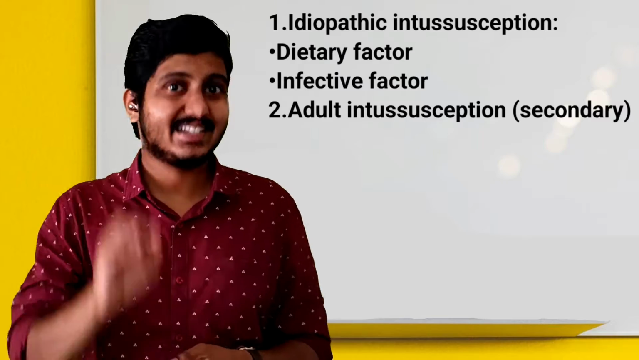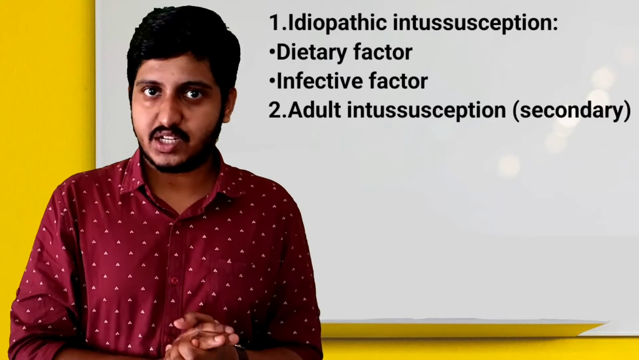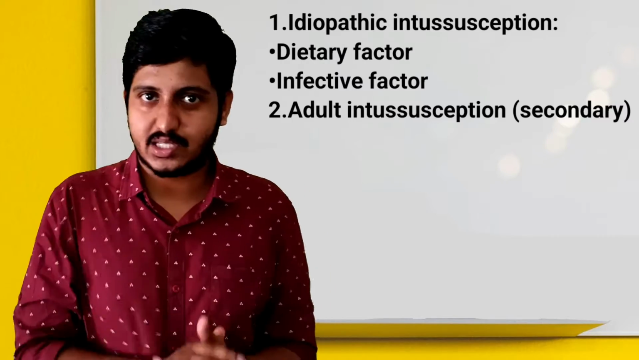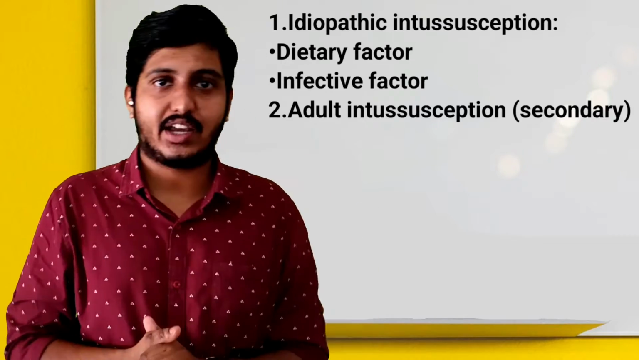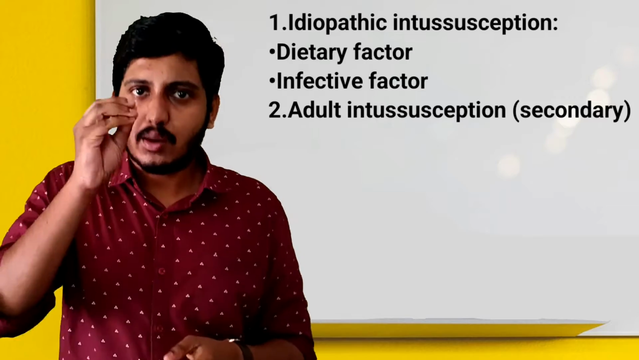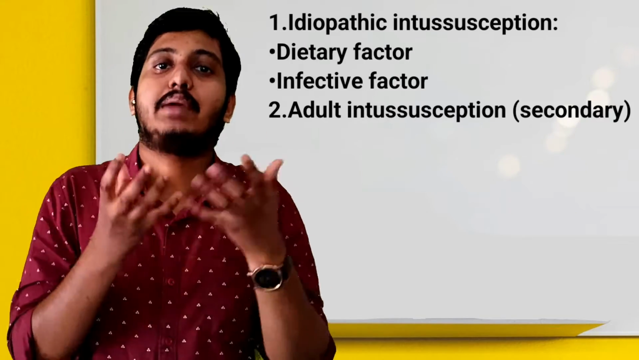Now let's discuss the pathophysiology of intussusception. Based on the pathophysiology, it is of two types again: idiopathic intussusception, which is actually 90% of intussusception, and adult intussusception, otherwise called secondary intussusception. First of all, idiopathic intussusception is mostly seen in the pediatric age group. Why is it mostly seen in the pediatric age group? The most commonly accepted theory is that it is due to the inflammation of Peyer's patches.